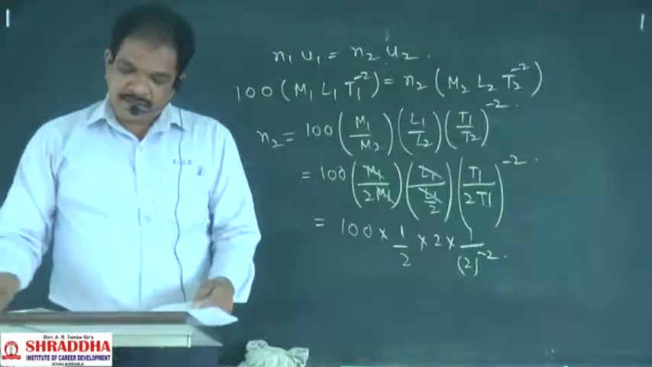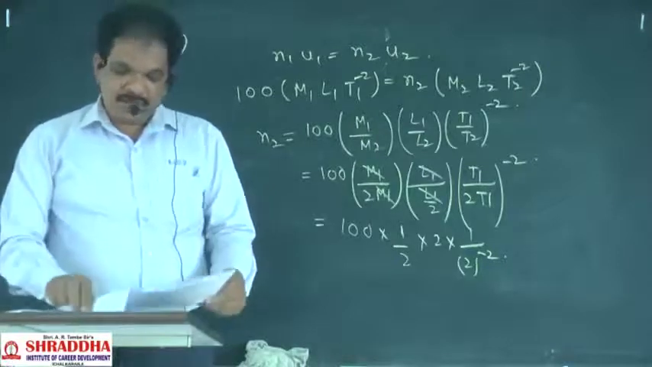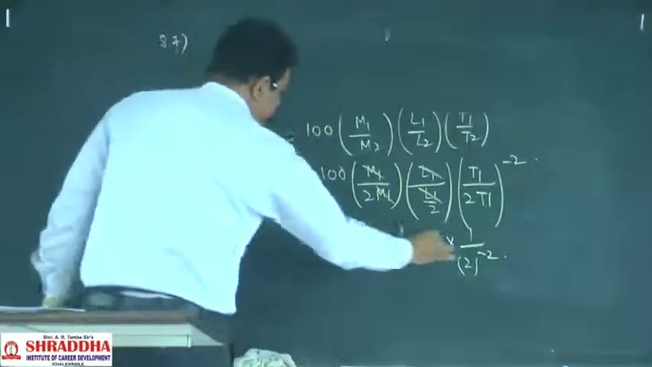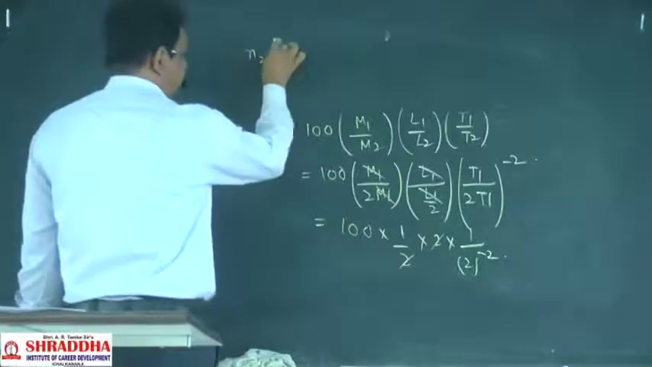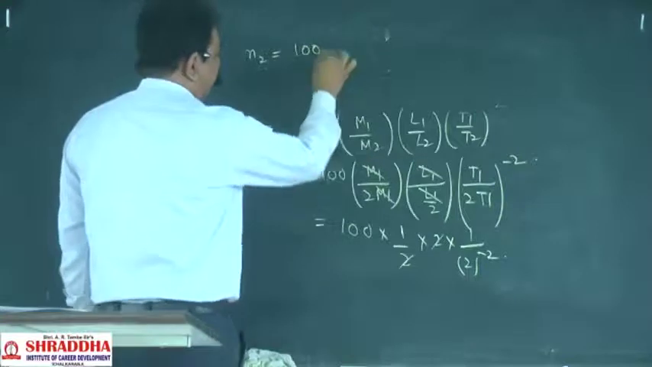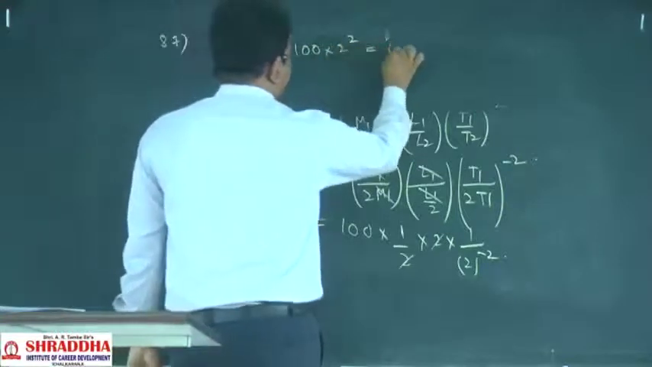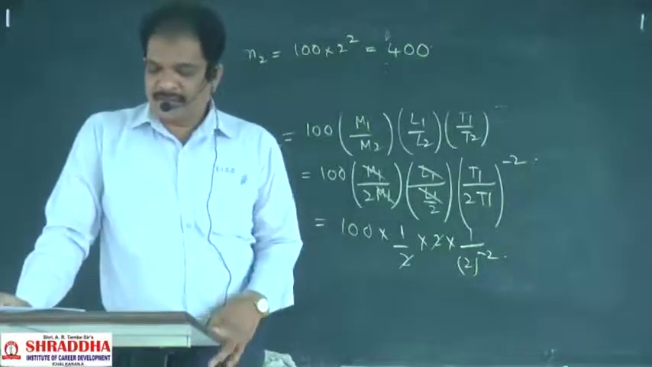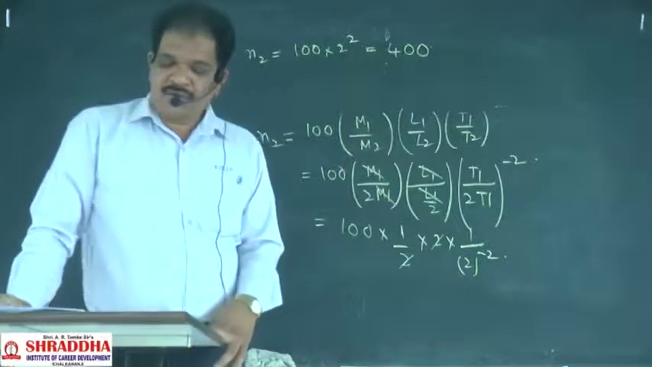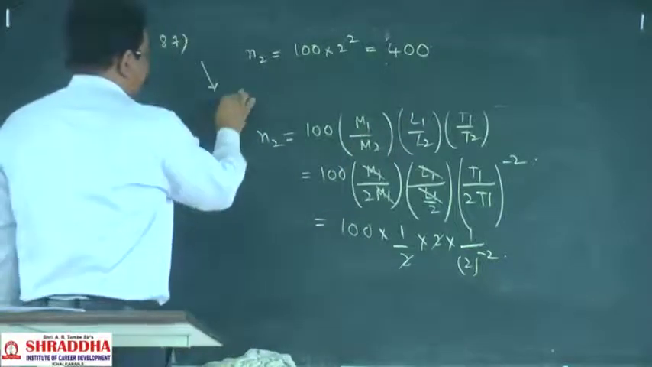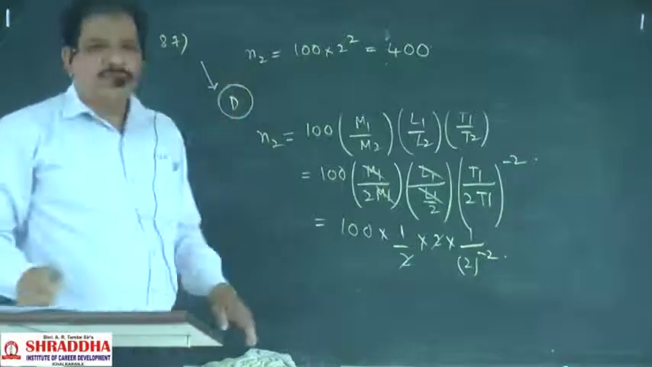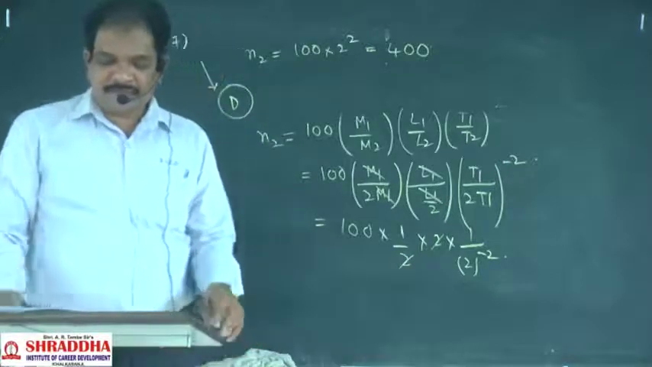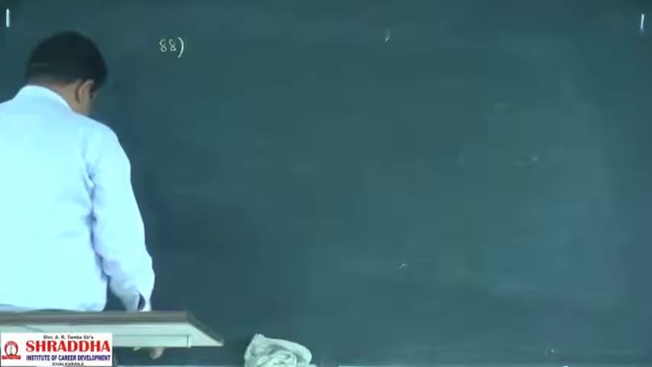What is the answer? Answer from here. 87 they gave A. So how much we will get? Then 2 will cancel. N2 is equal to 100. 2 power minus 2 it comes to square. This value will be 400. Clear? So 87, modify the option. They gave option A, typing mistake. Modify it as the fourth option. Clear? Next. 88. What are we asking?